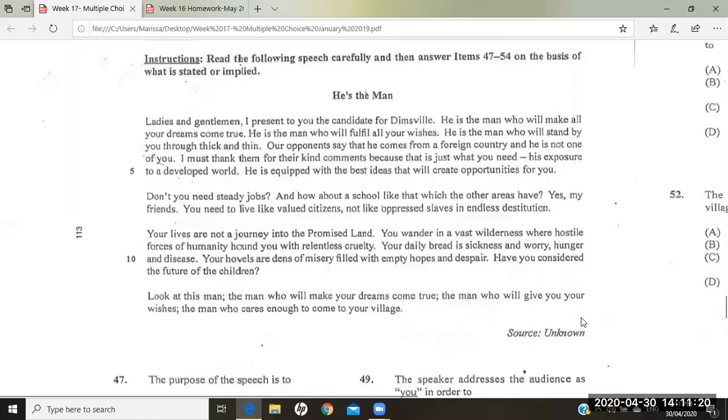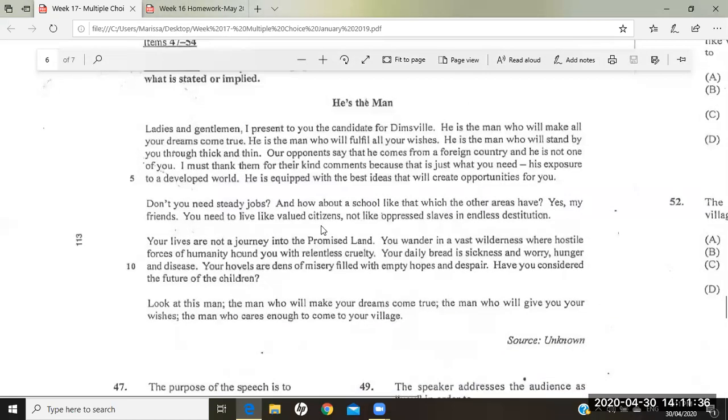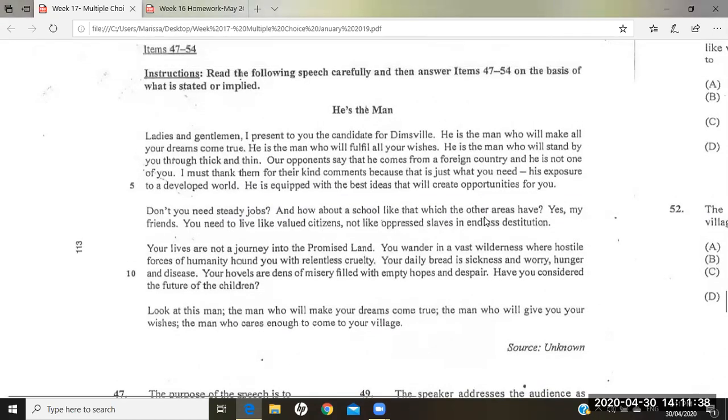So I'm sure you guys remember this one, items 47 to 54. It says, read the following speech carefully and then answer items 47 to 54 on the basis of what is stated or implied. So, do you guys remember this? He's the man? This was a speech? Yes. And very quickly, let me just reread the speech for you guys so we can attempt the questions.